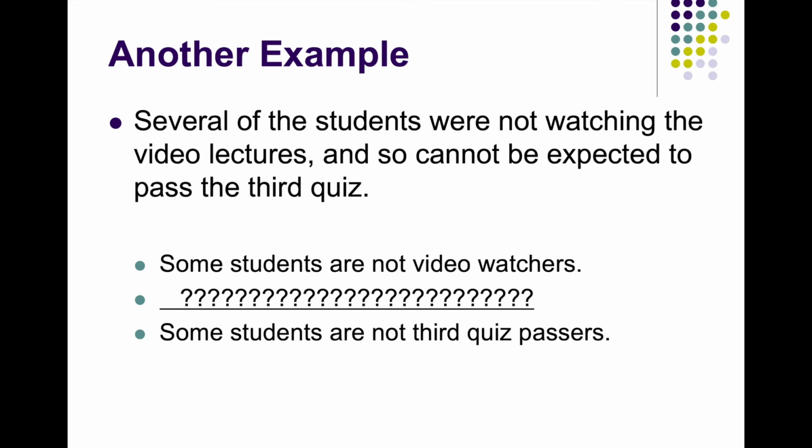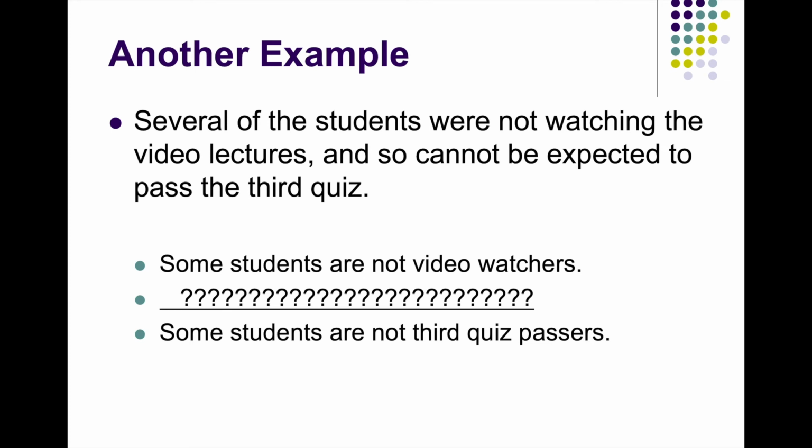So if we translate that into standard logical form, the premise would be: some students are not video watchers, a particular negative. And then that leads to the conclusion: some students are not third quiz passers, another particular negative. So let's go through the steps to generate the missing premise here. We have some students are not video watchers, and therefore some students are not third quiz passers.